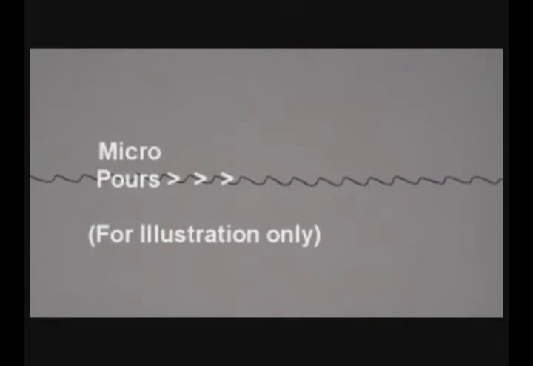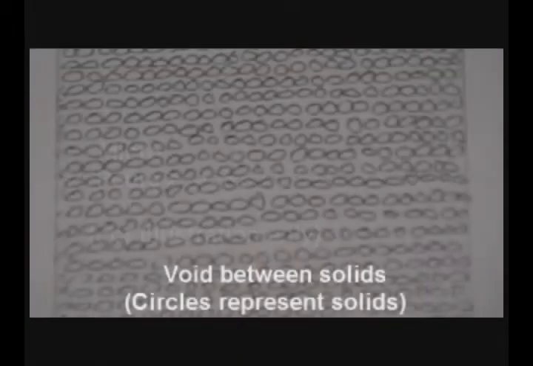In this illustration, porosity is indicated by a wavy line. This represents voids or open space. Remember, porosity is the void between solids. This illustration represents no porosity. This means there's a lack of void or open space between the solids.